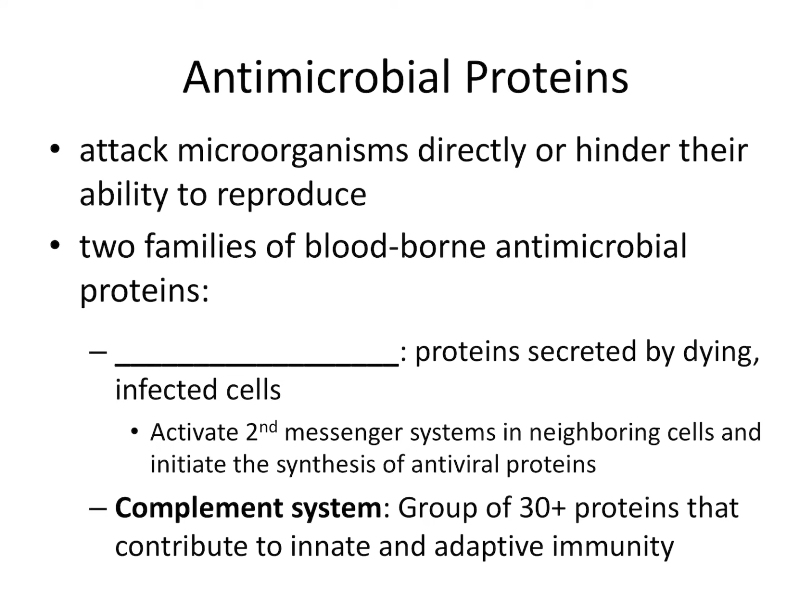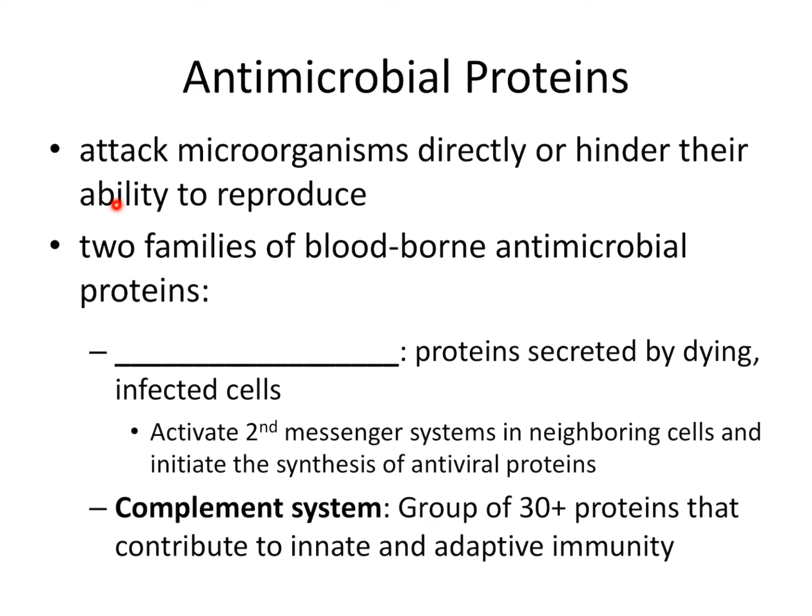Okay, so to recap, we're talking about innate immunity, and we just finished talking about the cells that are involved in our innate or nonspecific immunity. The next thing we're going to focus on is the antimicrobial proteins that are involved with innate immunity. Now, these are proteins in addition to those that we saw can be released by our various types of leukocytes. Essentially, these antimicrobial proteins are going to function by either attacking microorganisms directly or hindering their ability to reproduce.